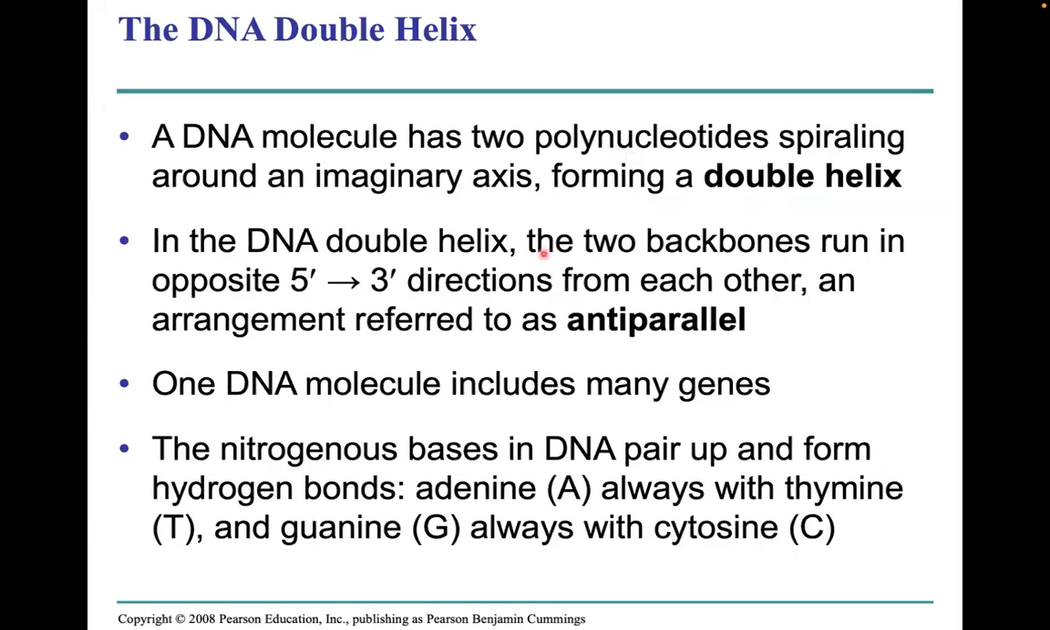In the DNA double helix, the 2 backbones run in opposite directions, 5 to 3. The arrangement is referred to as antiparallel. So if you have a DNA molecule with ACGT, one strand runs this way and the other strand runs in the other direction. This is the meaning of antiparallel.